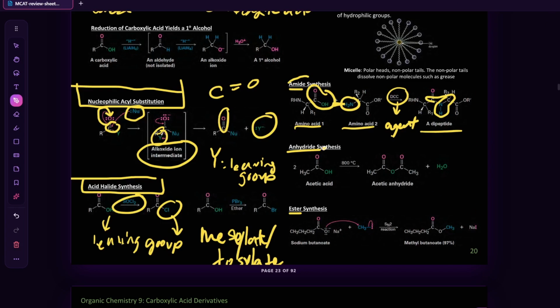Now, if we go into anhydride synthesis, you will heat two carboxylic acid molecules together, and one acts as a nucleophile attacking the other, kicking out water, and then forming the anhydride.